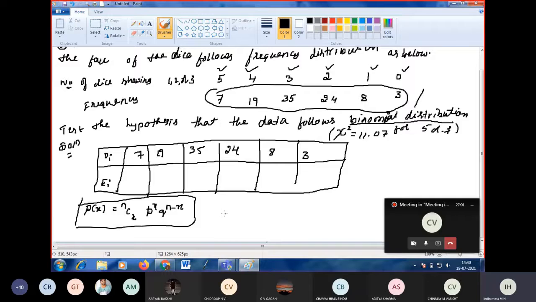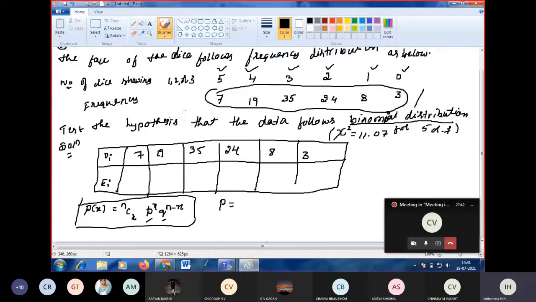To find the expected value, first we have to know what is P and what is Q. What is P? What is the probability of getting 1, 2 or 3? What is the chance of getting 1 on the die? 1 by 6. What is the chance of getting 2? That is also 1 by 6.